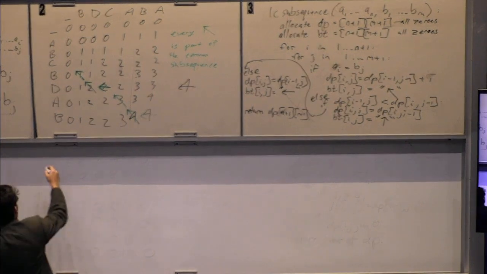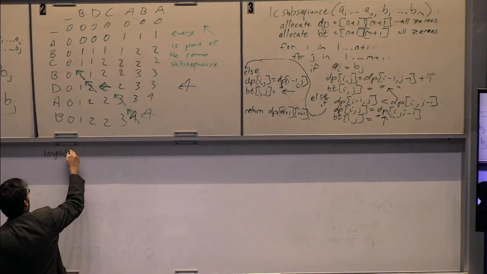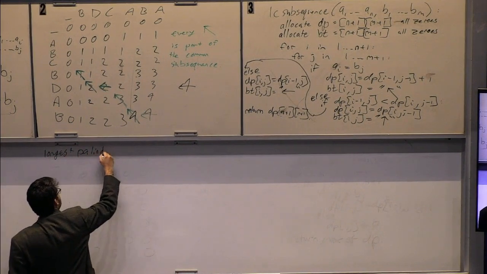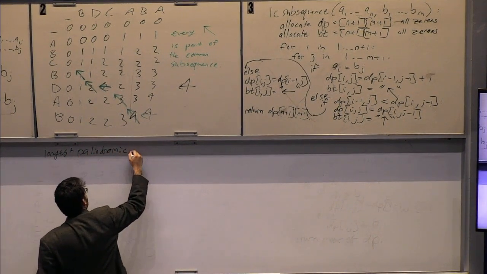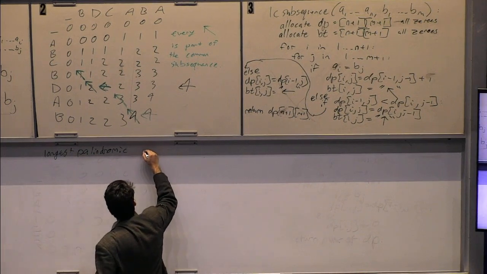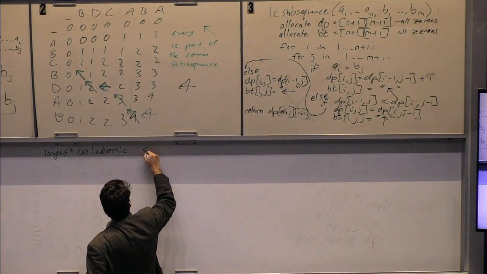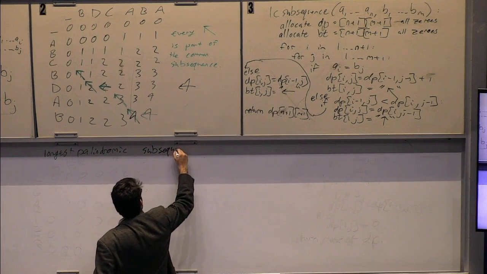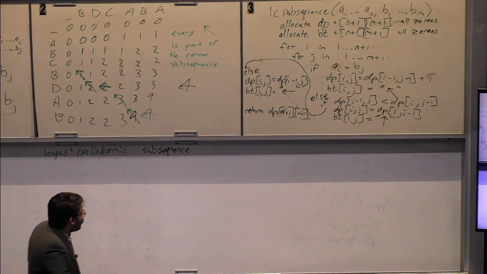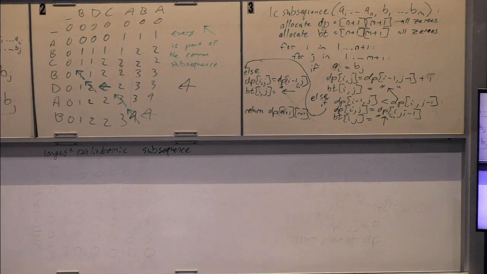All right, we're going to talk about the longest palindromic subsequence, or is it substring? Subsequence. There's no common here, right? It's simply one string, and we're trying to find the longest subsequence of the string which is palindromic. And what does that mean? What is a palindrome? A palindrome is a string whose reversal is also equal to itself.